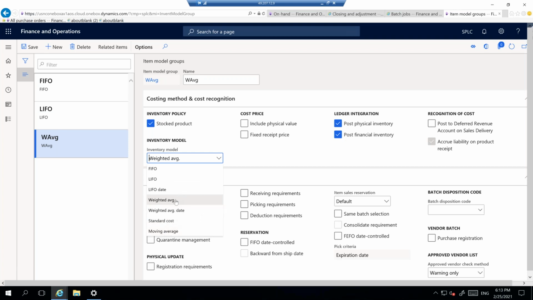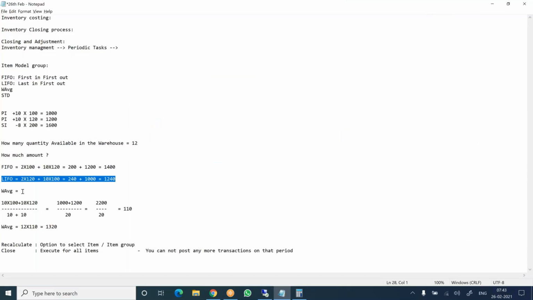So we need to understand the difference between weighted average and moving average. Weighted average will calculate the weighted average from the very first. I mean to say, if the application was started from 2016, all the quantities whatever are there, it will calculate and do the weighted average.